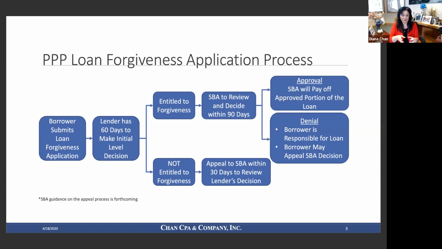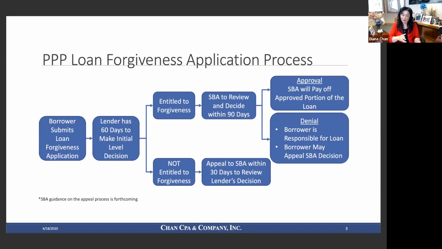Now, if by chance, once you submit your application and you provide all the necessary supporting documentation that is required, the lender indicates that they will not entitle you to forgiveness, or a portion is not eligible for forgiveness, you have an opportunity to appeal with the SBA within 30 days from review of the lender's decision.